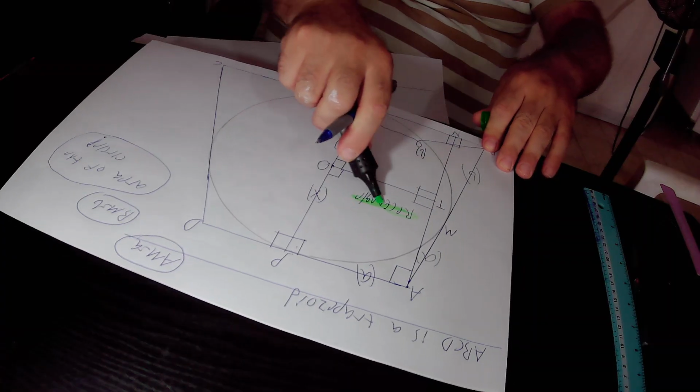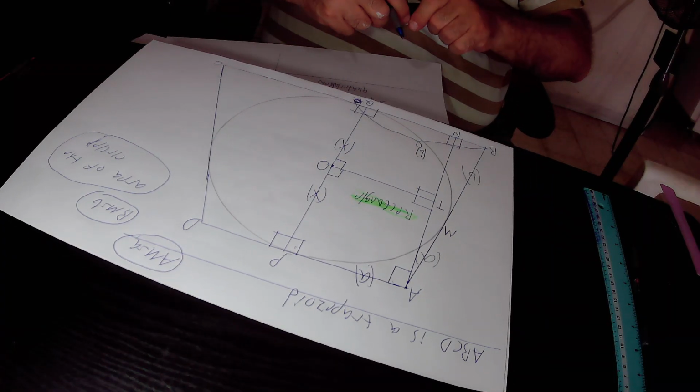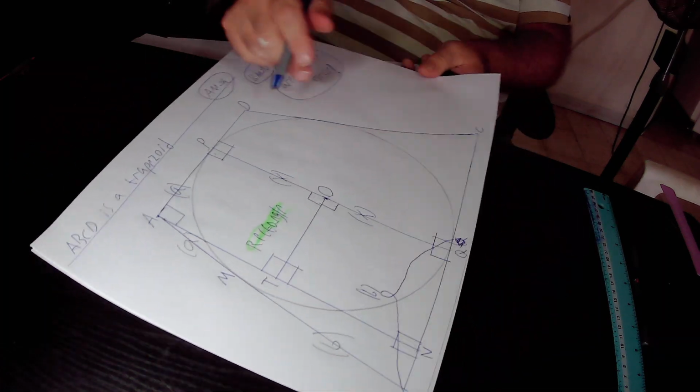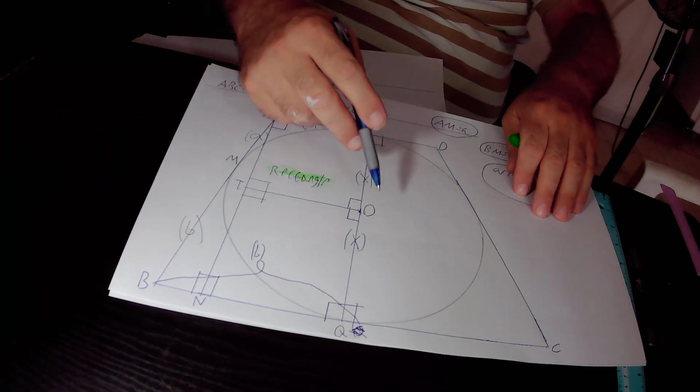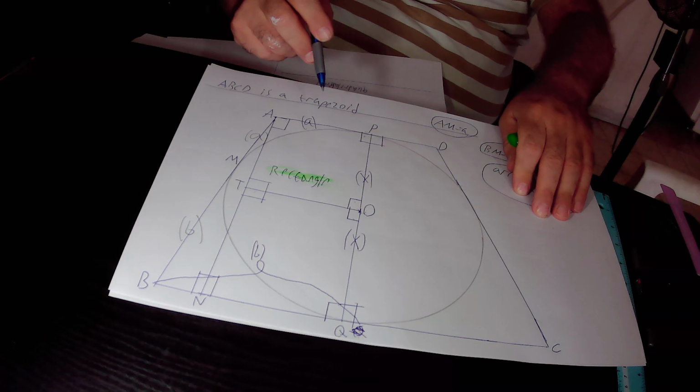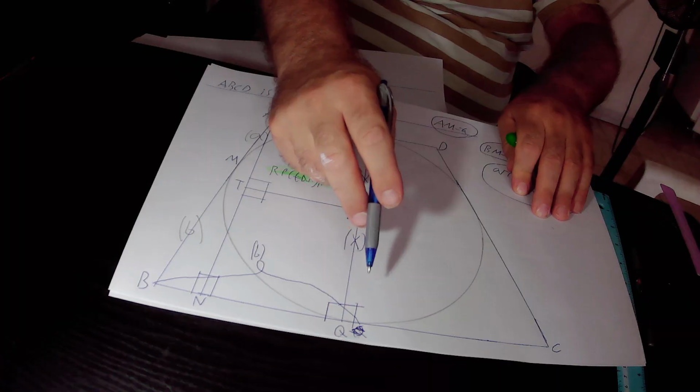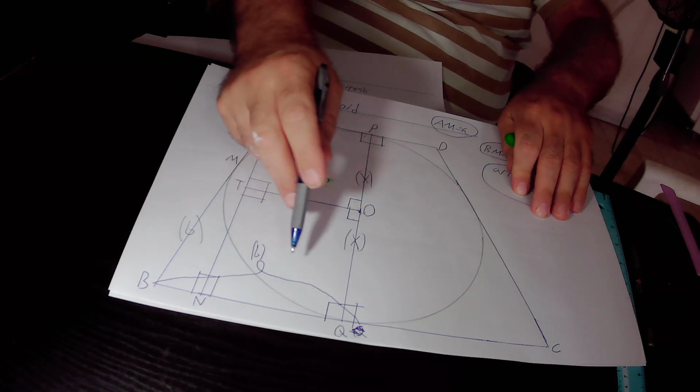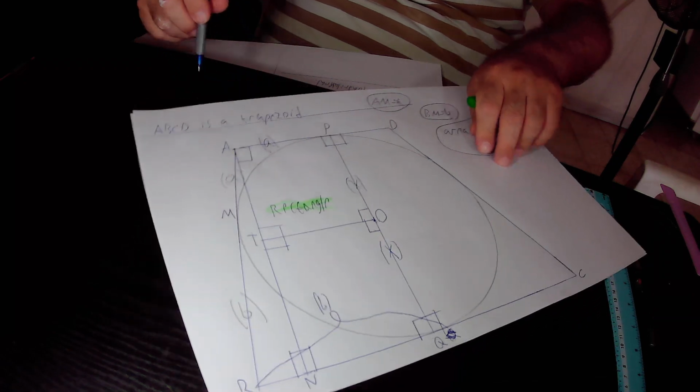But we also know that the opposite sides of a rectangle are equal to each other. So in a rectangle APQN, side AP must be equal to the opposite side NQ. But AP is A, therefore NQ must also be equal to A units in its length.